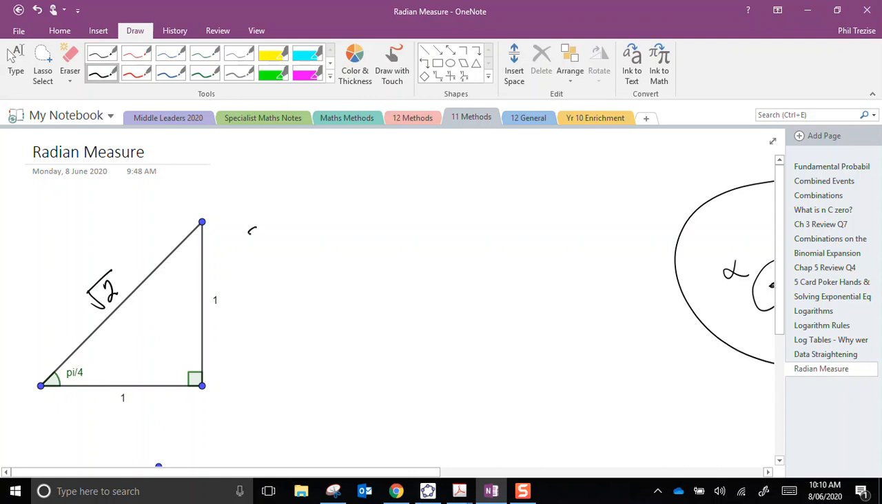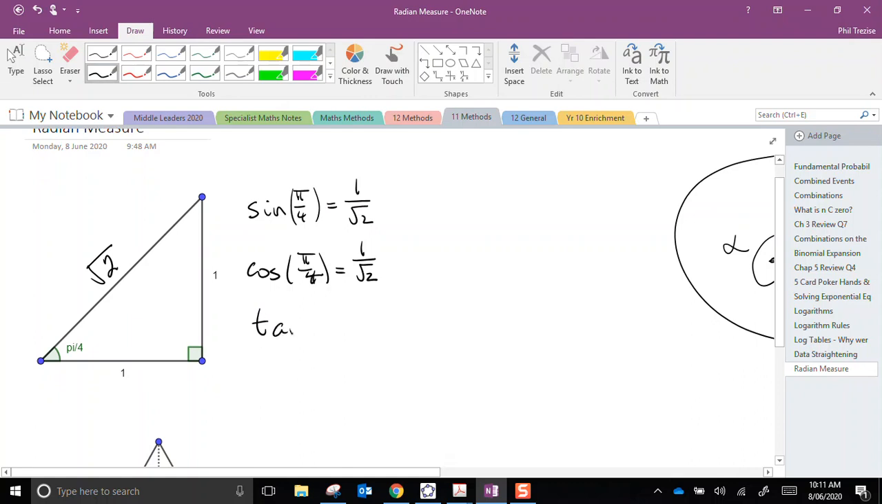So what if I want to know the sine of pi on 4 radians? Well, sine is opposite over hypotenuse. That's 1 on root 2. What if I wanted to know the cosine of pi on 4 radians? Cosine is adjacent on hypotenuse. That's also 1 on root 2. Isn't that interesting? Sine and cosine of pi on 4 are the same.